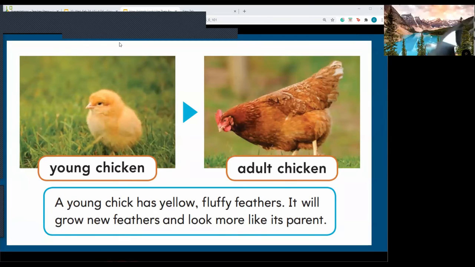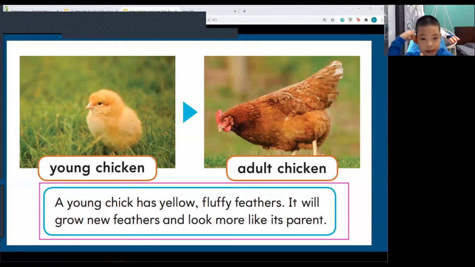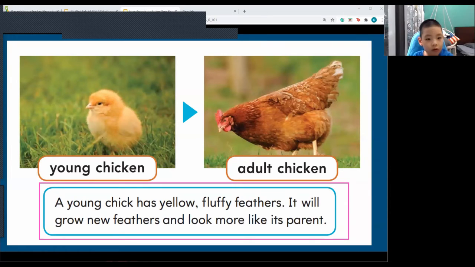Let's read about the feathers. Let's have Nat Vuong please read about the feathers for us. A young chick has yellow, fluffy feathers. It will grow new feathers and look more like its parent.